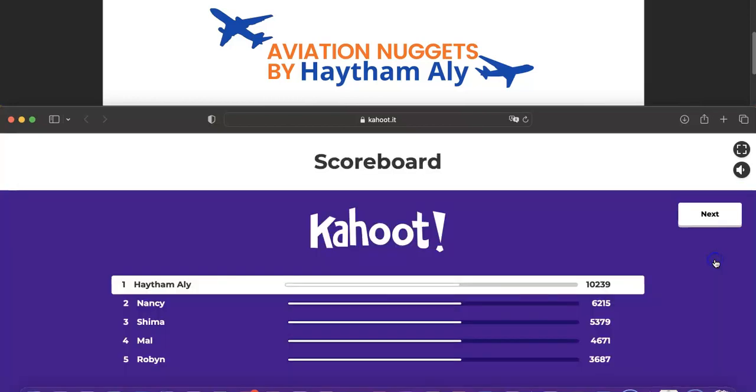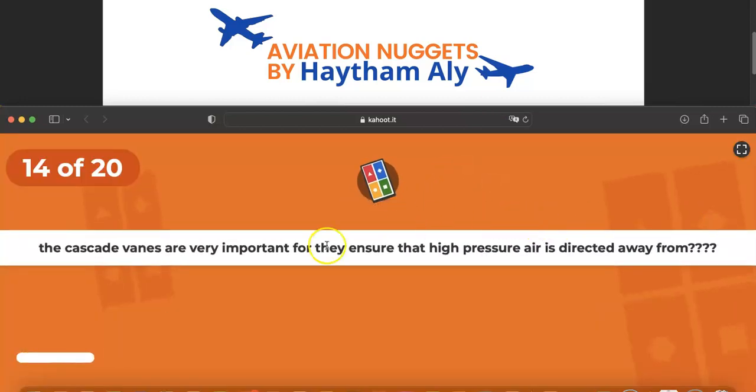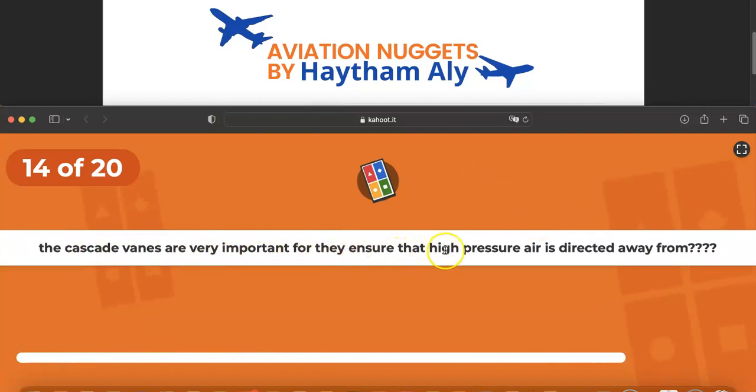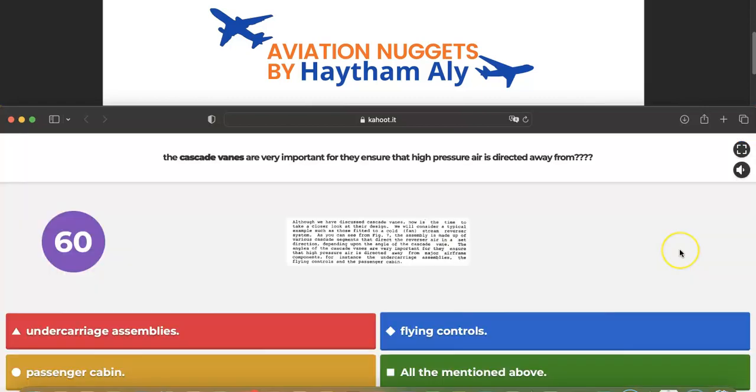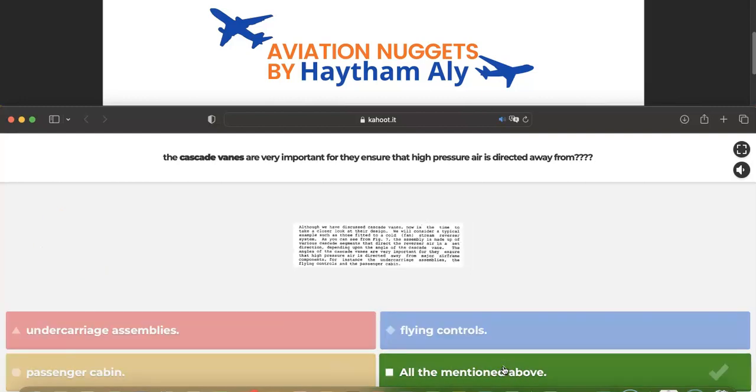Okay, next one. The cascade vanes are very important for they ensure that high pressure air is directed away from undercarriage assemblies, flying controls, passenger cabin, all the mentioned above. I think the right answer is all the mentioned above.